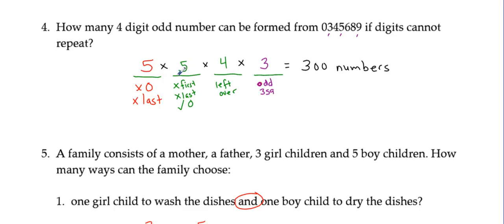The hundreds digit, because there's no repetition, it can't be what you put in the first position, and it can't be what you put in the last position, but now it can be the 0, so there's 5 different options. And the tens digit is anything left over, so it can't be the first, it can't be the second, it can't be the last, so there were 4 options left, leaving 300 numbers.